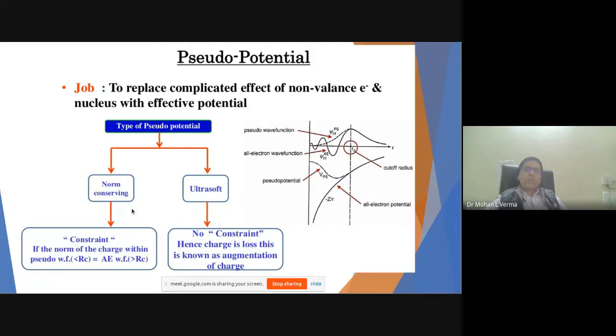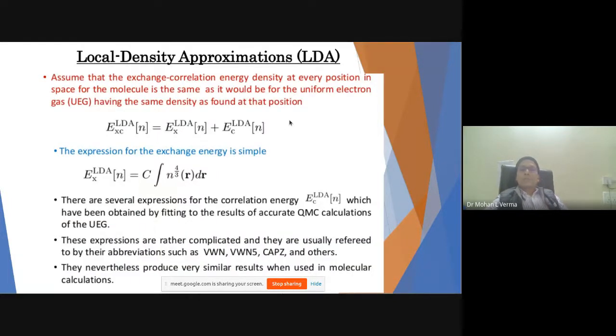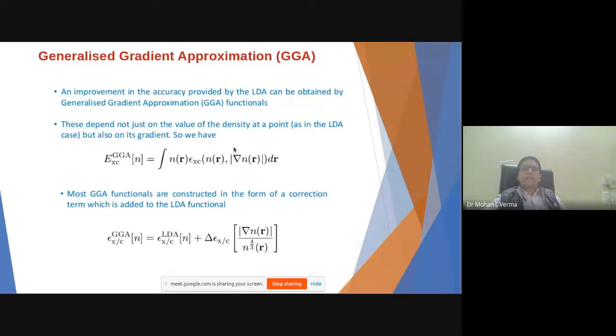So these pseudo potentials are further divided into norm conserving and ultrasoft. Depending on different tools, we use the suitable pseudo potential. This is the local density approximation, the correlation function. Assuming that the exchange correlation energy density is the same at every position in space for the molecule, this is for rough calculation, so you can use this LDA. And the second one is the generalized gradient approximation, and this is good compared to the first, LDA, with good results.